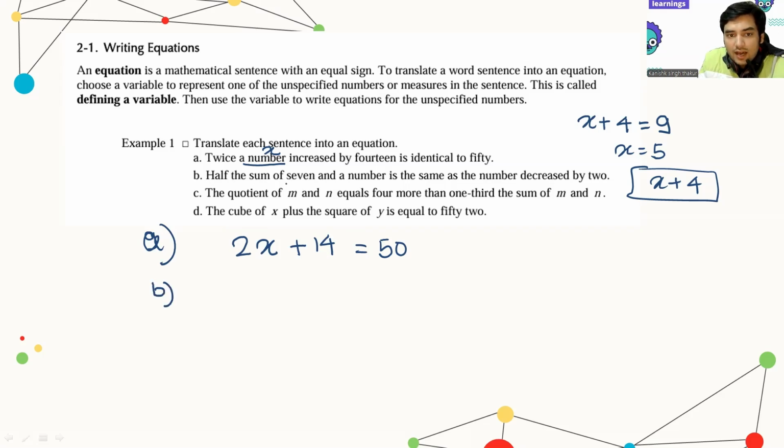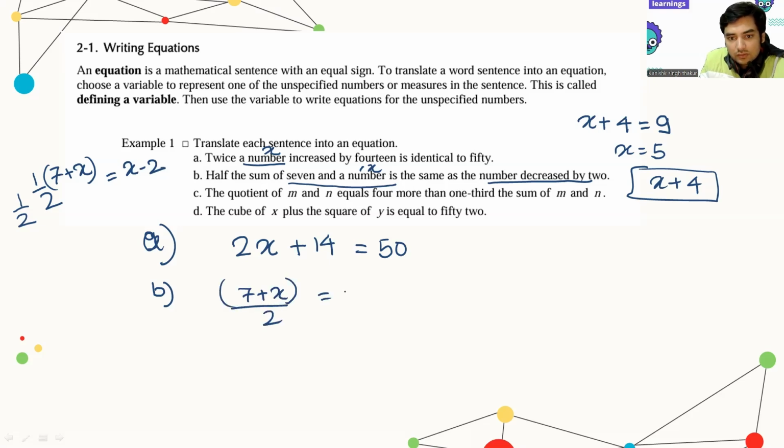Same way, half the sum of 7 and a number. Whatever I have as the sum, I'll take half of it. What is that sum? 7 and a number. I do not know the number, so let me take it as X. So 7 and X, I'll divide this by 2, is the same as the number decreased by 2. So the number is X, I decrease it by 2. So 7 plus X divided by 2 equals X minus 2.